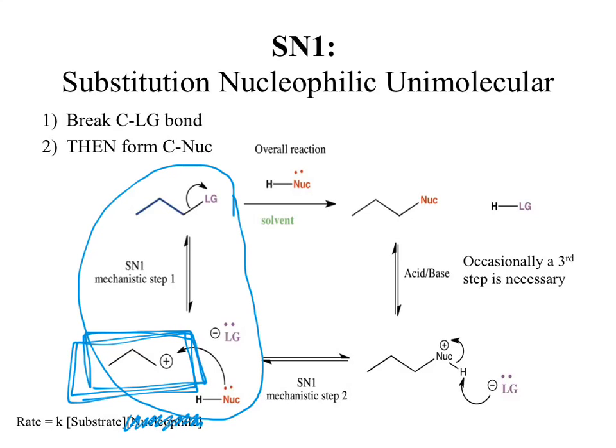So if we looked at the rate law, our rate is going to be equal to the rate constant times the concentration of the substrate. We do not care about the nucleophile. Why not? Is there a nucleophile in the first step? No. So we don't care about it. Okay? All the other rules that you might remember about these. So what's something else that you remember about an SN1 reaction? Anything?